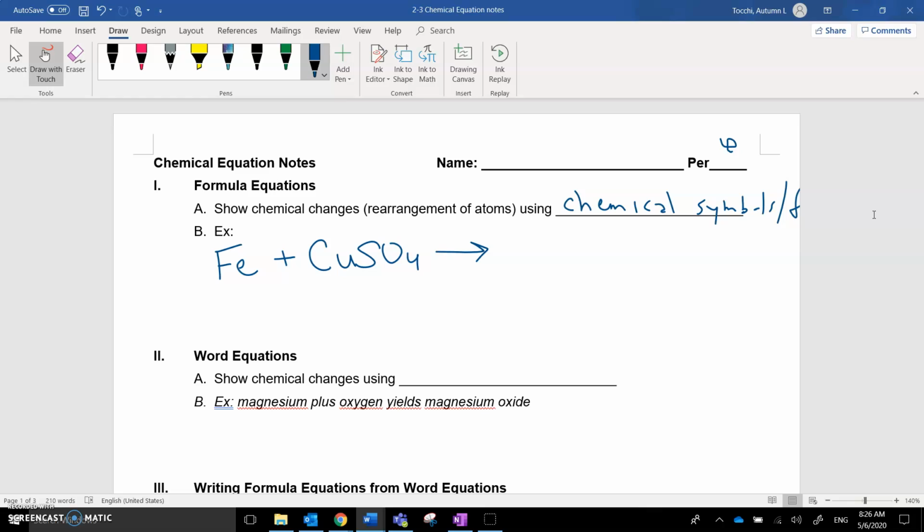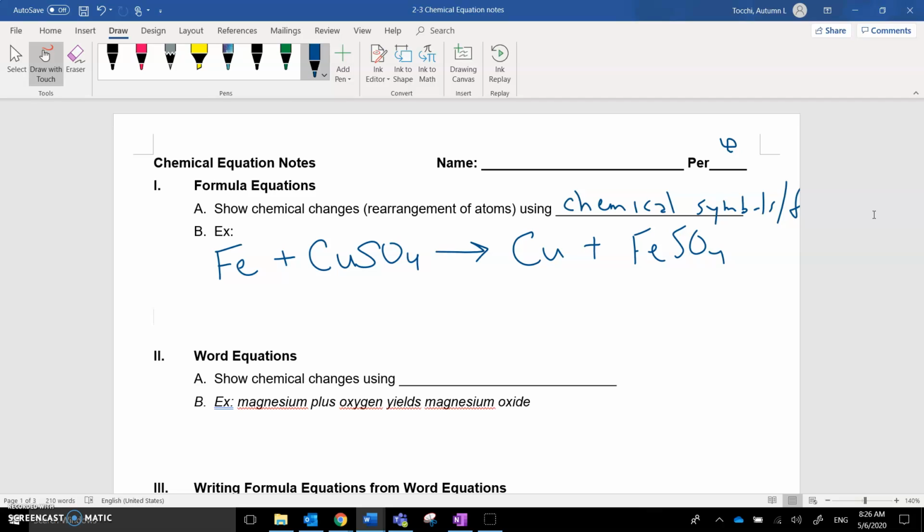Right, it's going to react. We use that arrow to mean reacts or makes or forms or yields. It's going to make copper and iron sulfate, right? So you can see that everything is still there. It's just rearranging, and we can visually see this.